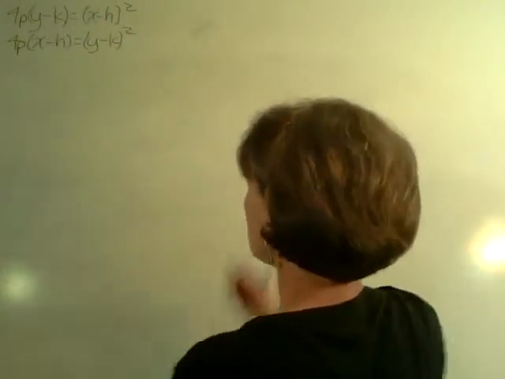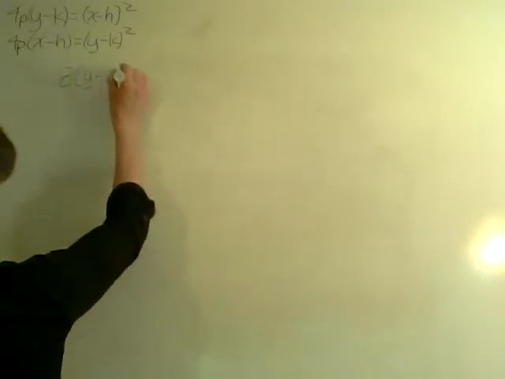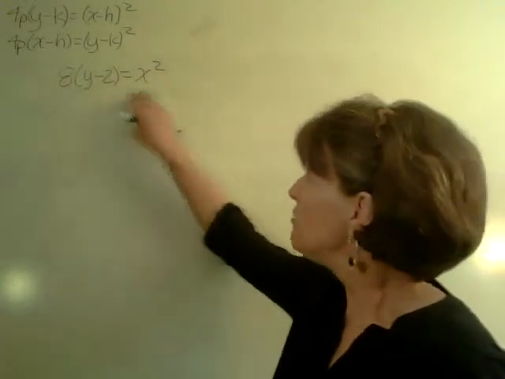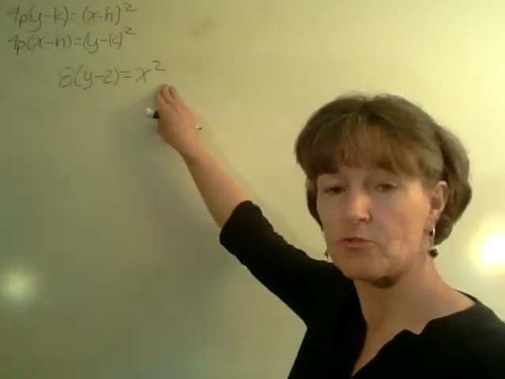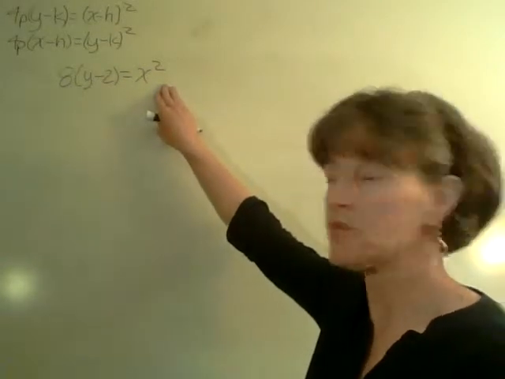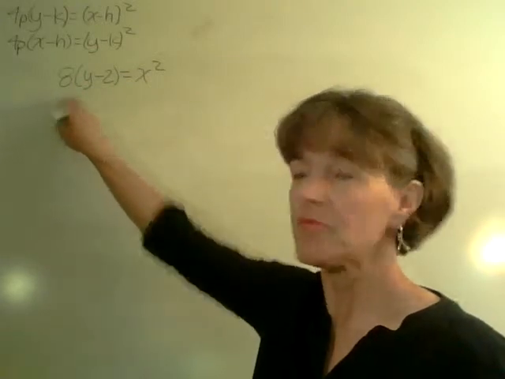All right, so let's look at this equation. 8 times y minus 2 equals x squared. Now, first of all, I see that y is my unsquared term, x is my squared term. So this is going to be a parabola that opens up or down. And when I look at the 8, I notice that it's positive, so this one's going to open up.